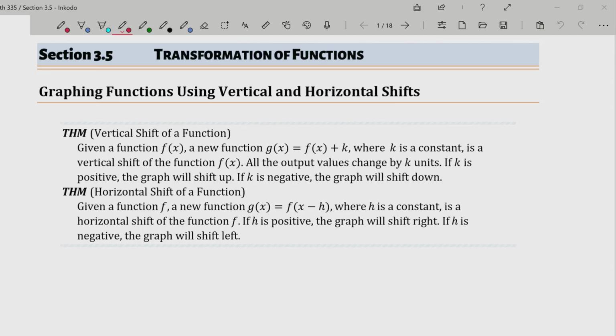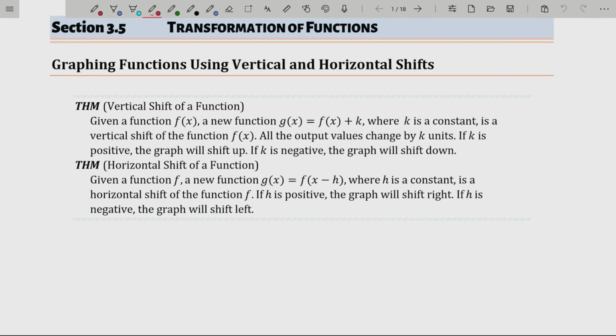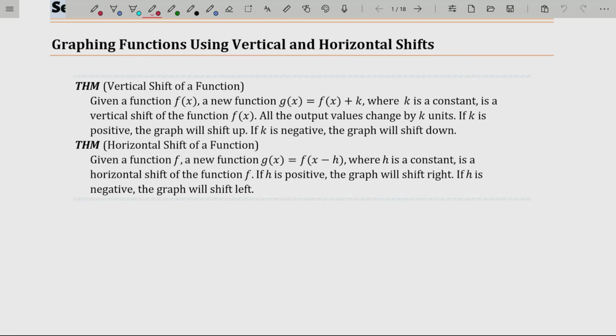So you have been exposed to this in the past, probably several times to be honest with you, but it's a good idea to cover that material again, just in case it's been a while. So let's go ahead and hop right into it. Graphing functions using vertical and horizontal shifts is what we're going to do in this specific video. In future videos, we'll do other types of manipulations or transformations.